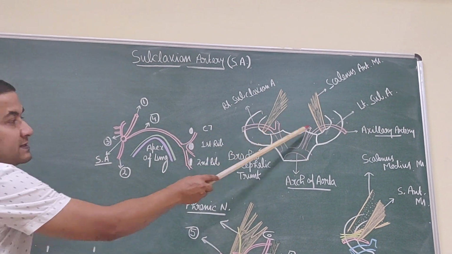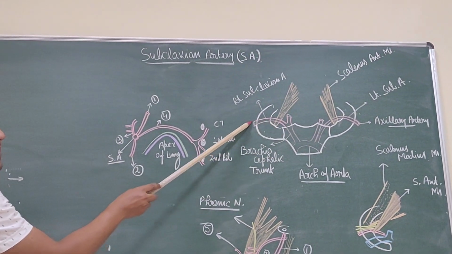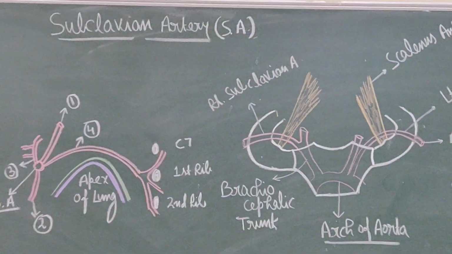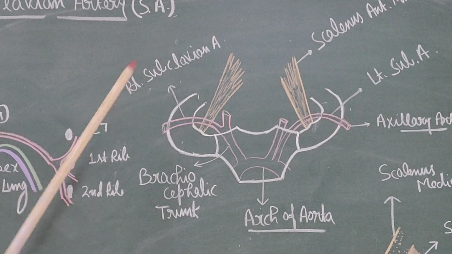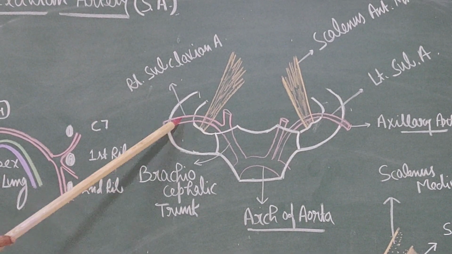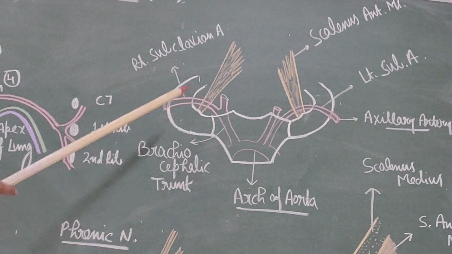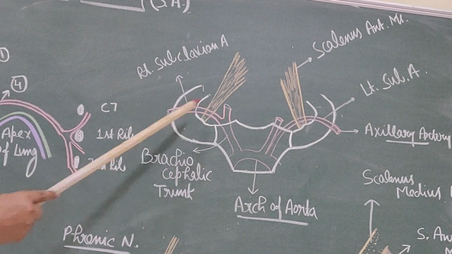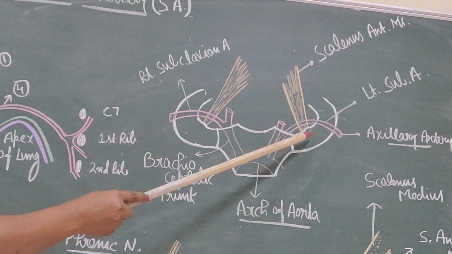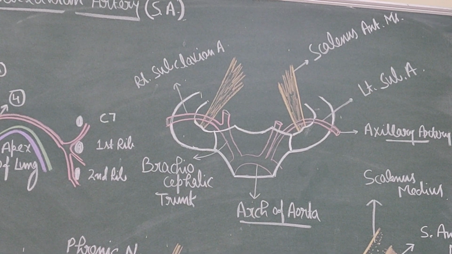In the cervical region, both subclavian arteries arch laterally with the convexity directed above, and rest on the superior surface of the first rib. When it crosses the outer border of the first rib on both sides, it becomes the axillary artery. Now the division.